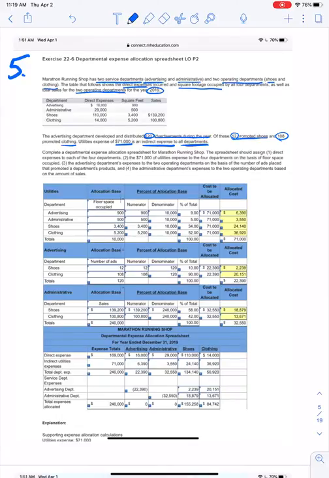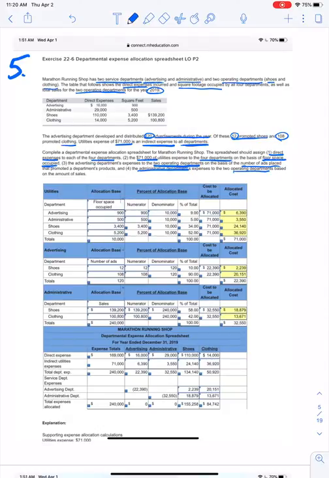Now, it tells us we want to complete a departmental expense allocation spreadsheet for Marathon Running Shop. The spreadsheet should assign direct expenses to each of the four departments, the $71,000 of utilities to the four departments on the basis of floor space occupied, the advertising department's expense to the two operating departments on the basis of the number of ads placed that promoted the department's products, and the administrative department's expenses to the two operating departments based on the amount of sales. So, there's a lot that we've got to do here, but luckily they provided us these nice tables that are going to help us do this in a pretty straightforward fashion.